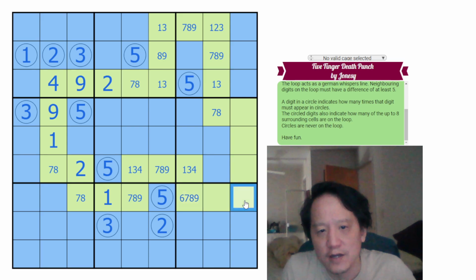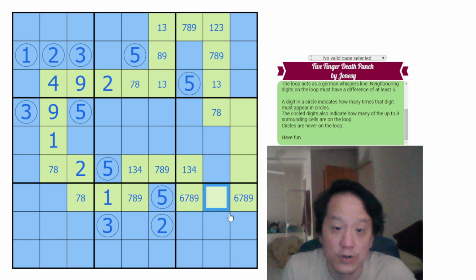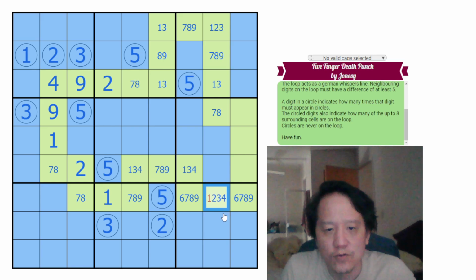In fact, it actually has to be. Or this could be 6, 7, 8, 9. One of them has to be. 4. So we know the 6 is here. This has to be 4. No. Wait.